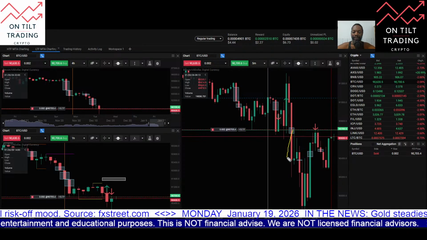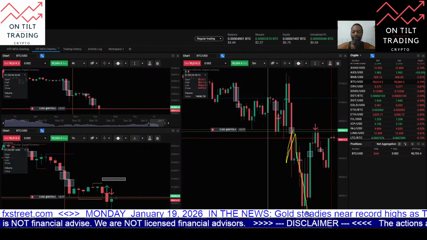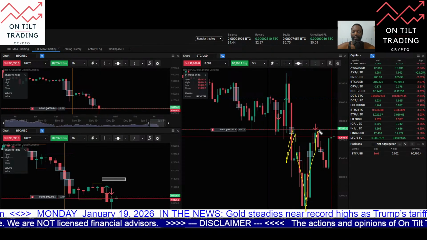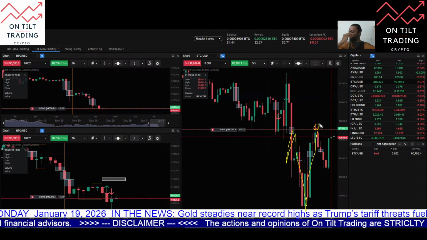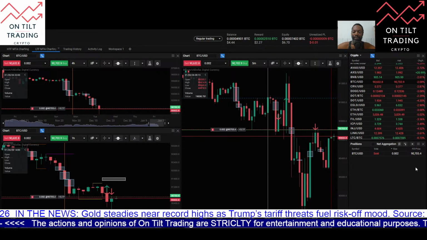After that, price action pulls back here and then goes another leg lower, pulls back, and I was able to take an entry here. Let me walk you through my entry.